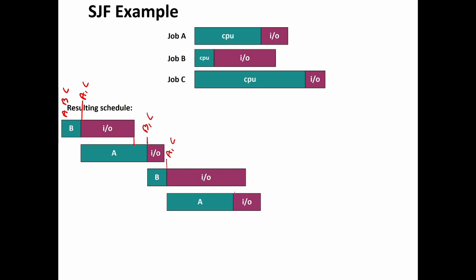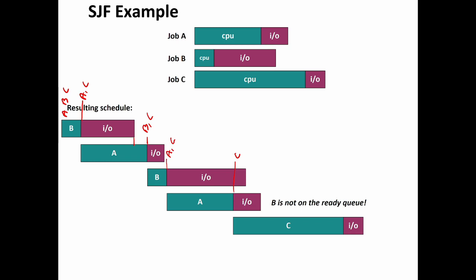Now, when A ends, B has not yet joined the ready queue. So only C will be in the ready queue. As a result, C will be executing here. I hope that you get a good idea of how shortest job first works. Then at this time we will have A and B in the ready queue, and they will be executed, and so on.